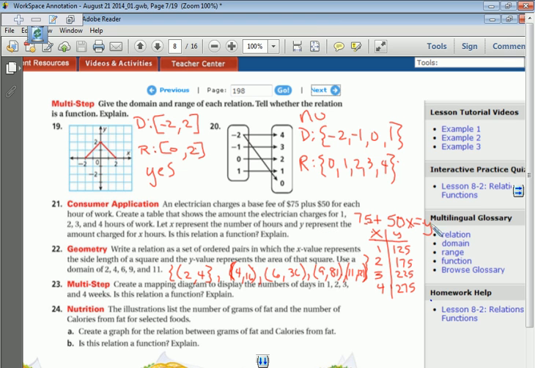Okay, number 21, here's our equation. Number 22, it says let the independent be the length of the side of the square, and the dependent, the y, represent the area of the square. Well, to find the area of the square, don't we just do side squared? So 2 squared is 4. 4 squared is 16. 6 squared is 36. Make sense? Okay. Any other questions about 21 or 22? Okay.